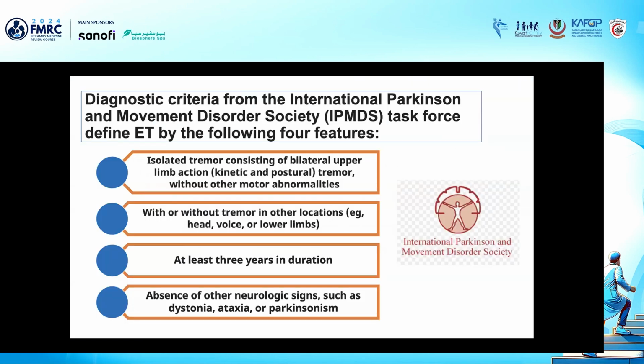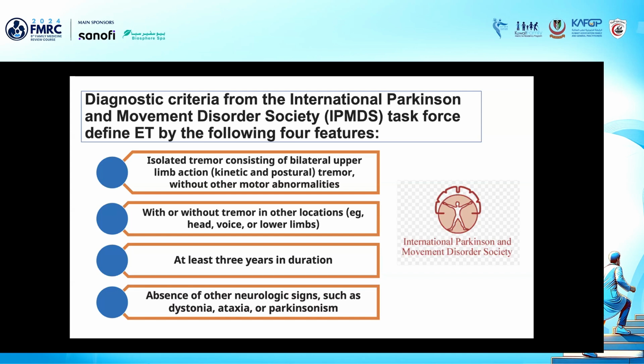The diagnostic criteria from the International Parkinson and Movement Disorder Society require these 4 features. Feature 1: isolated tremor consisting of bilateral upper limb action tremor, without other motor abnormalities. Should be only tremor without any other motor abnormalities. And as we said, it should be bilateral and should involve the upper limb. It can be with or without tremors in other locations: head, voice, or legs. Very, very rarely, the essential tremor will affect the lower limb.